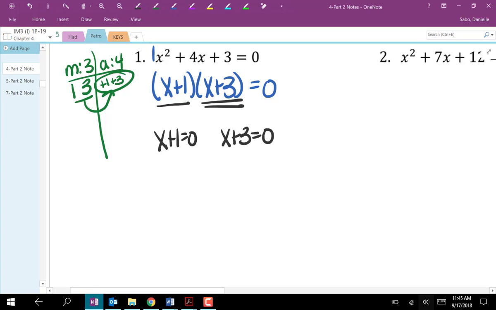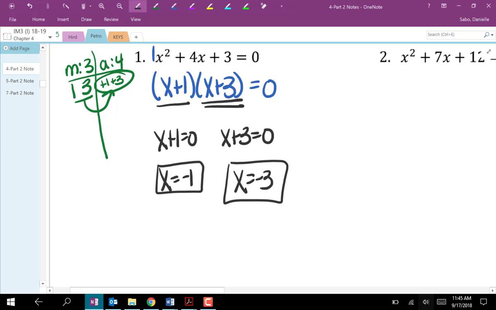So let's talk about the first one. What do I got to do to both sides to get rid of this 1? Minus 1. So I get x equals negative 1. Done. What do I got to do to this side? Yeah, subtract it. So I get x equals negative 3. And we're done. You found them.